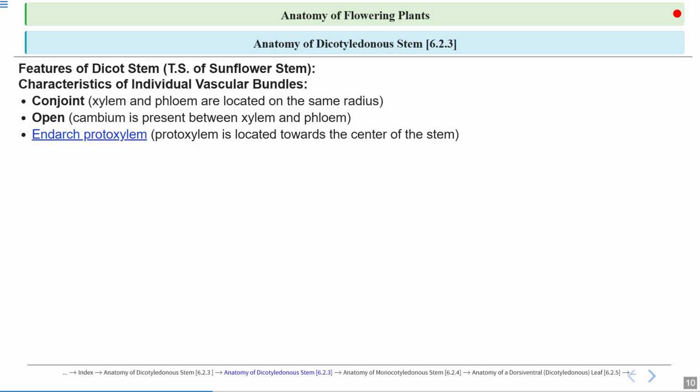So which type of xylem is formed first? Protoxylem. And this protoxylem is located toward the center of the stem, means inside. And metaxylem towards the cambium, right? So if the protoxylem is toward the center of the stem, then what type of xylem it is? Endarch protoxylem. And if the metaxylem is toward the center and protoxylem is toward the cambium, then it will be called exarch protoxylem.